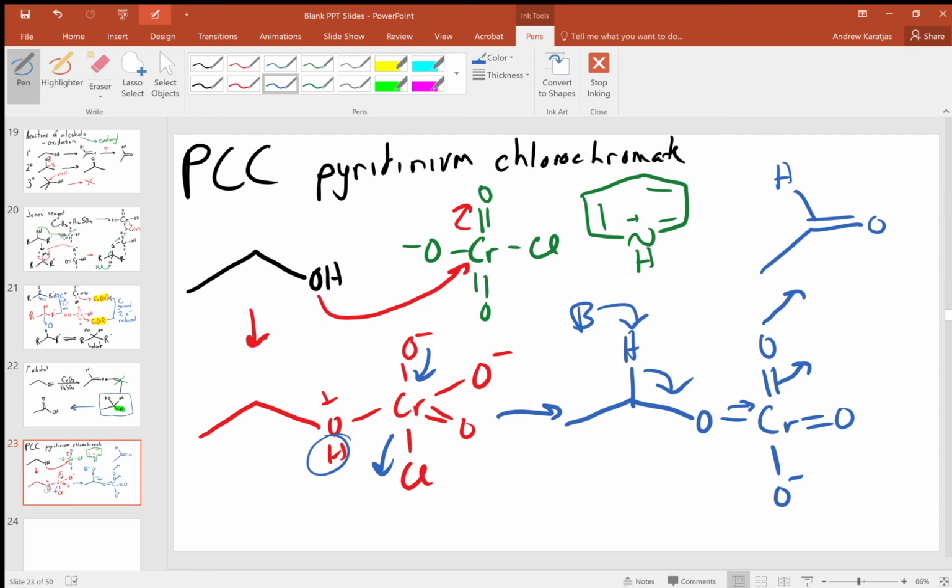Why is the reaction done? Why doesn't it oxidize a second time to give us an acid? Well, the key difference is, and we'll learn more about how hydrates are formed later on in this course, but in order for that hydrate to form, we typically need an acid present. And the PCC conditions don't have an acid present. And so because of that, there's no hydrate formation and the reaction is done.